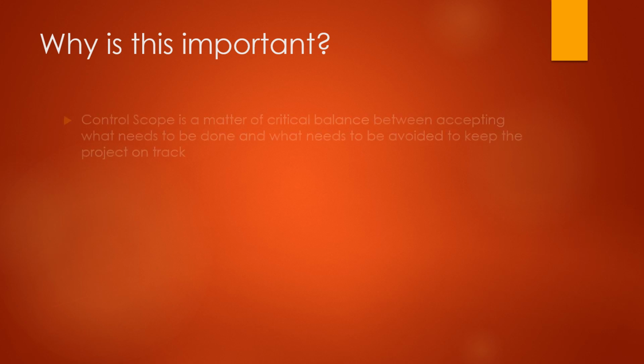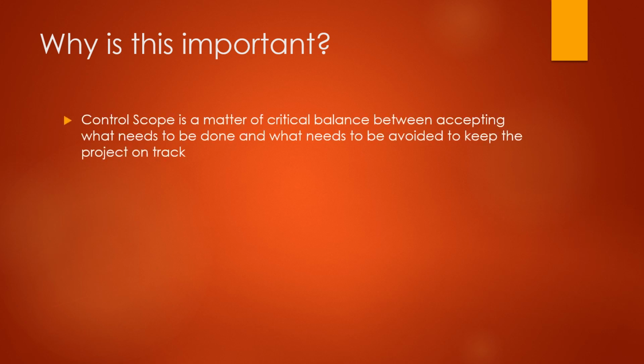First up, why is this important? We always talk about it. It is a matter of critical balance between accepting what needs to be done and what needs to be avoided as well to keep the project on track. So you are controlling the project scope, right? You are in charge of the project scope.